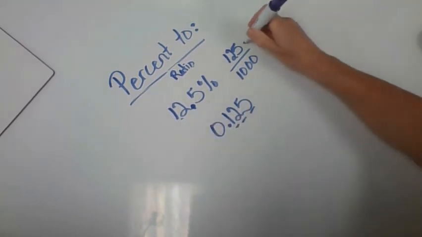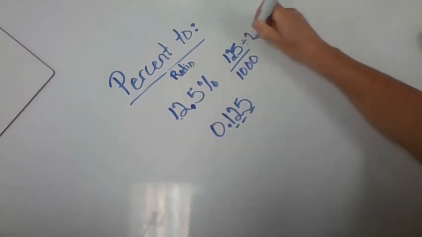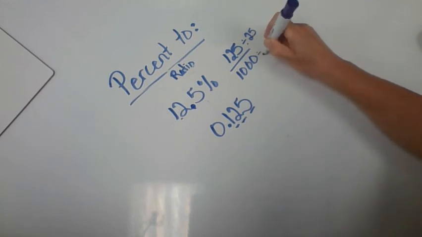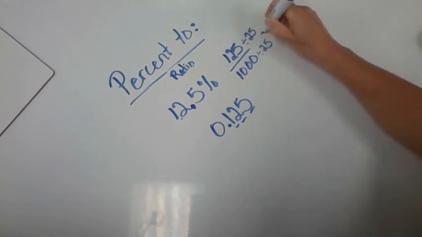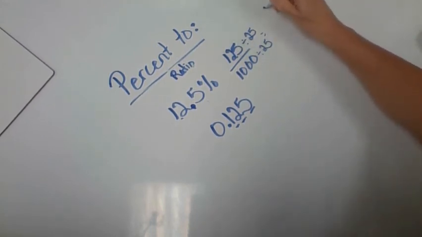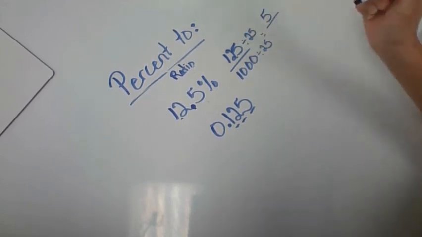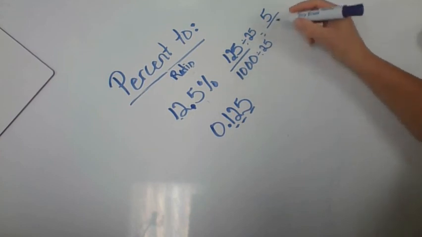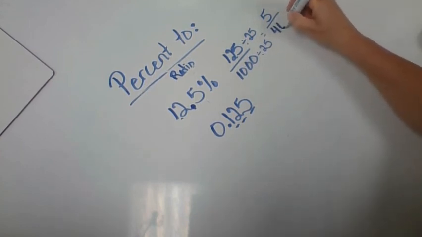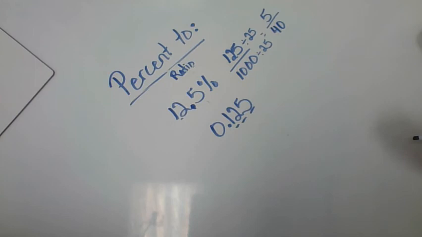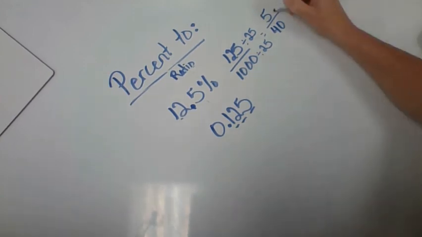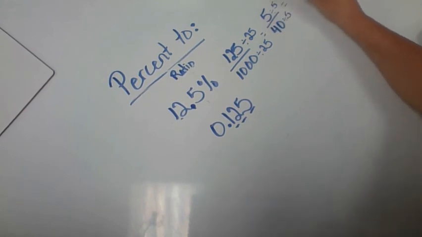And now what we want to do is divide. We're going to divide by 25. Divide by 25, and that gives me 5. And I know that 25 can go into 100 4 times, so 25 can go into 1,000 40 times. And I'm like, oh, I could probably simplify that one more time. I'm going to divide this by 5. 5 divided by 5 is 1. 40 divided by 5 is 8.